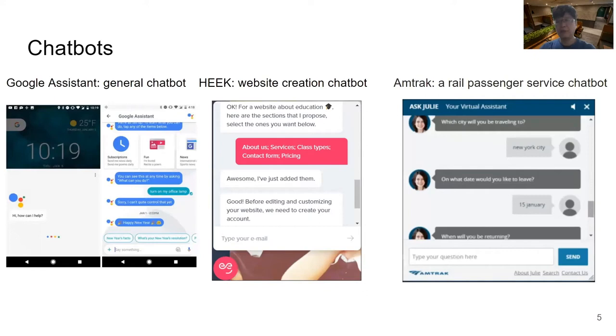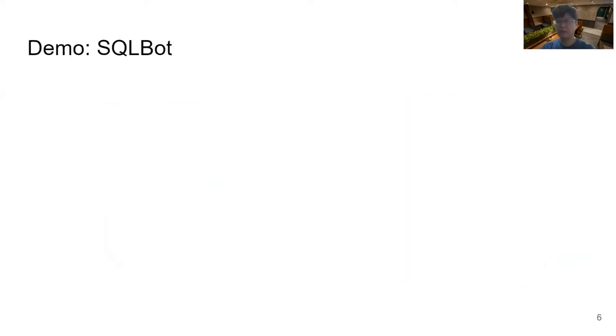Chatbots are the most popular way to interact with people. A chatbot is essentially a robot we can chat or interact with online via text or text-to-speech. There are diverse chatbots in many domains. Examples include Google Assistant, a more general-purpose chatbot, HIC, a website creation chatbot, Amtrak, a railway passenger service chatbot. Thus, data exploration with ordinary people could be possible with special chatbots.